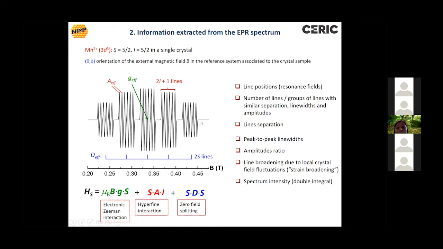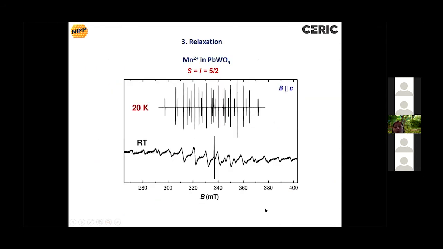to have a quantity which is proportional with the number of spins in the sample. This is an illustration of the effect of the relaxation on the EPR spectrum.